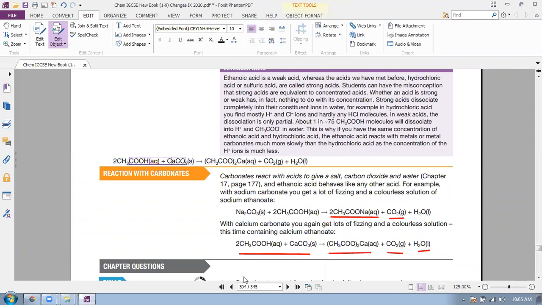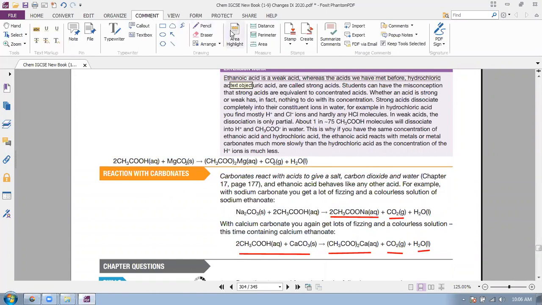Look at this. This reaction is for magnesium carbonate. Magnesium carbonate reacts with ethanoic acid to form magnesium ethanoate plus carbon dioxide plus water.